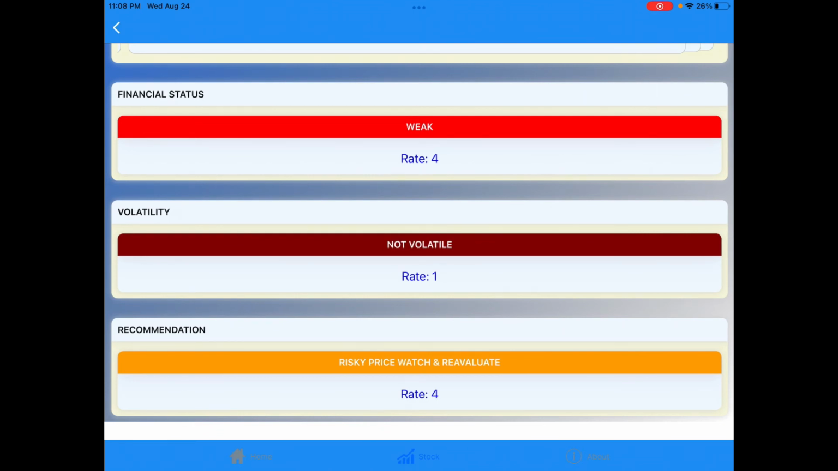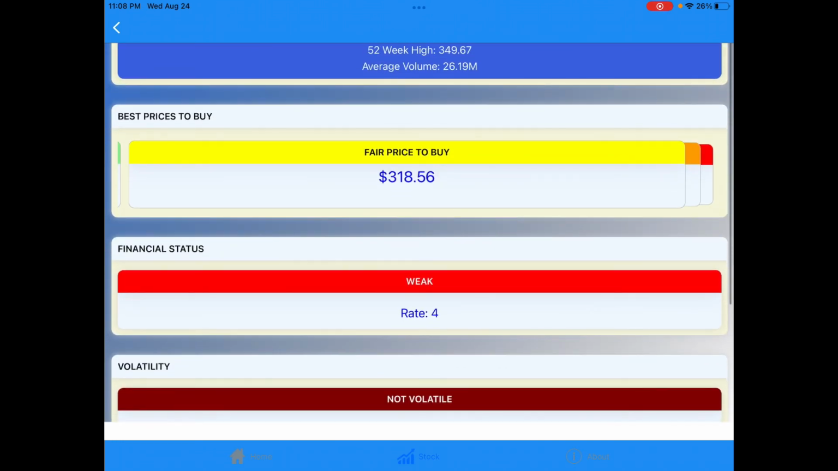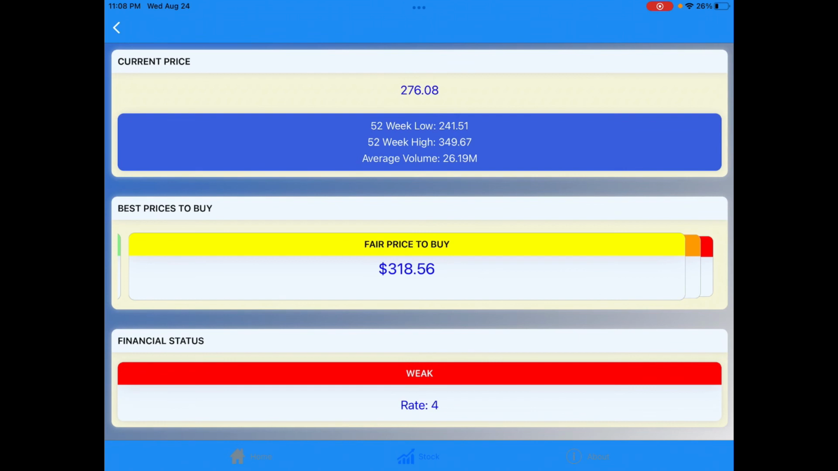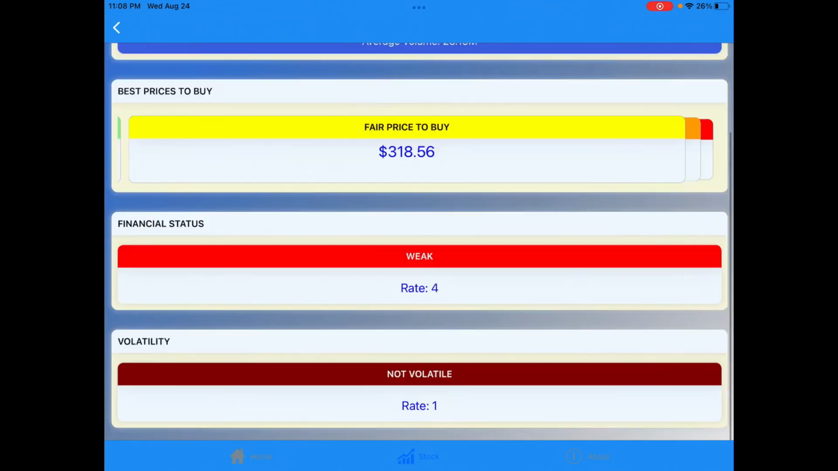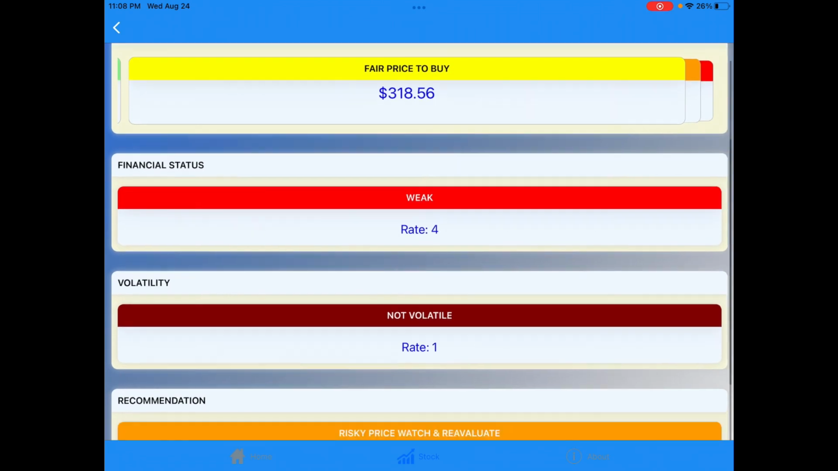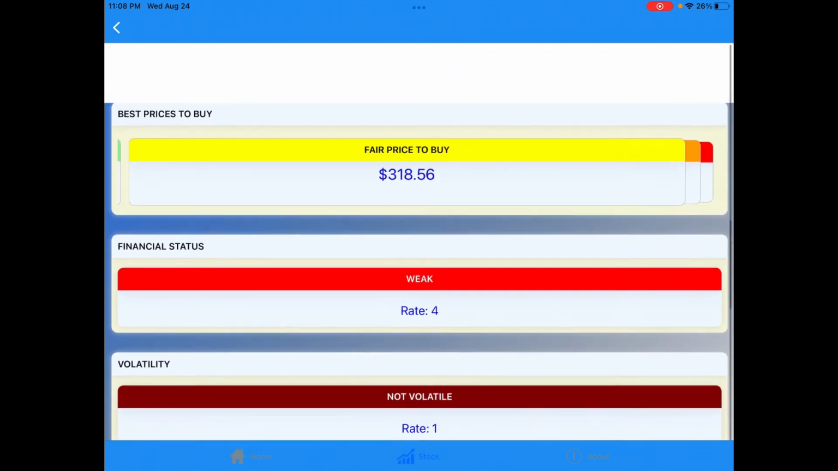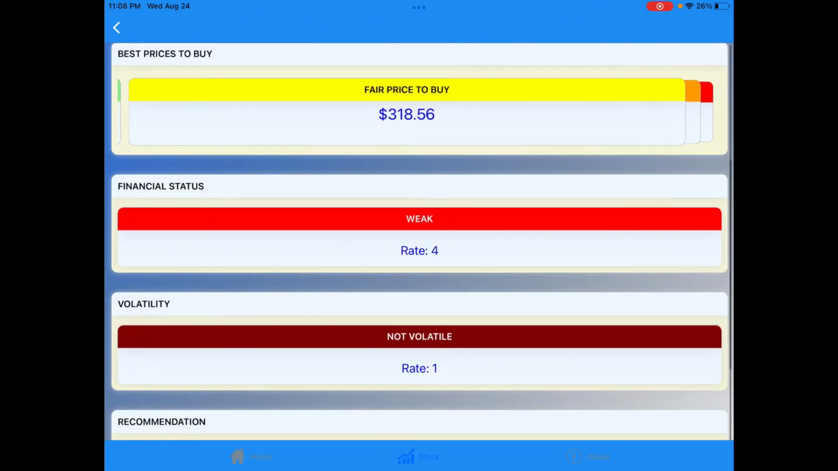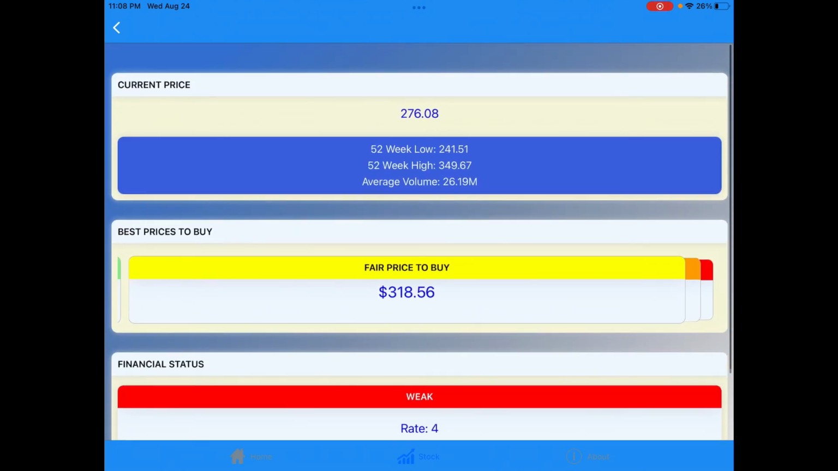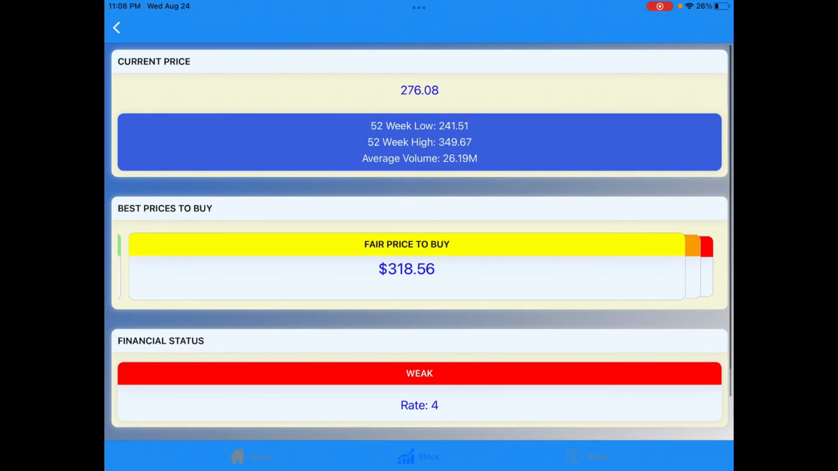Okay, so right now it's saying about Microsoft that their price is risky price, watch and re-evaluate. So right now the price is falling in the fair price, but even though it's in a fair price, it doesn't mean it's gonna say buy it. It has nothing to do with that. The recommendation came as risky price, watch and re-evaluate. So basically it's telling you wait, don't buy, keep your eye on it. If it falls, things might change, or if something comes up, but don't buy at this point.